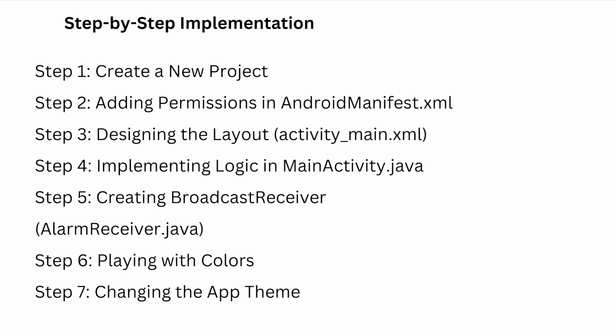Then we have the fourth step. Here we implement the logic in MainActivity.kt. In this particular file, we implement the onToggleClicked method. Here we retrieve the selected time from the time picker and use the AlarmManager class to schedule the alarm. The alarm will ring and vibrate repeatedly until the user switches it off.